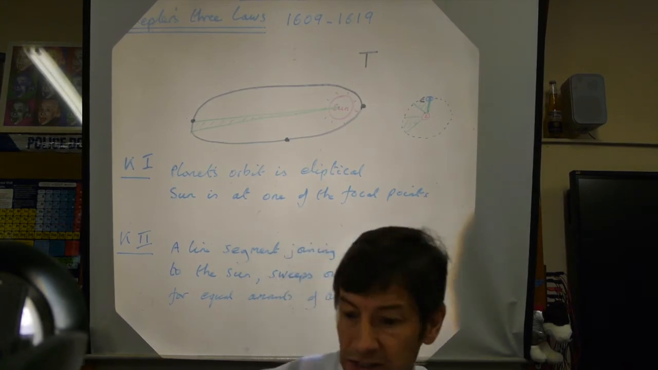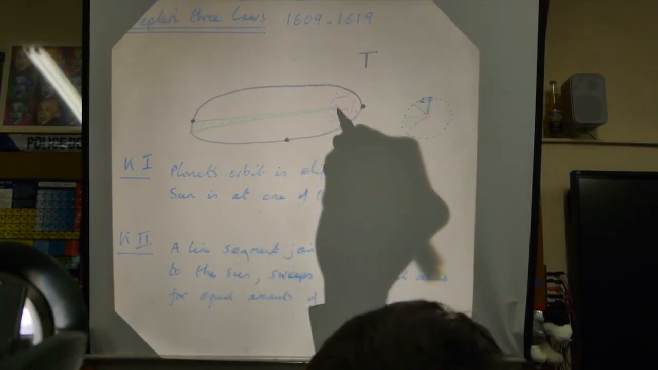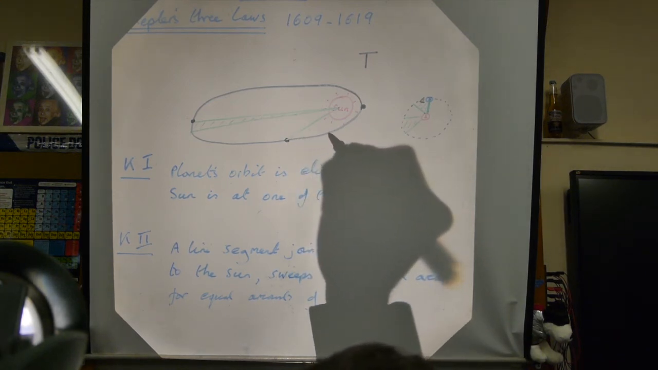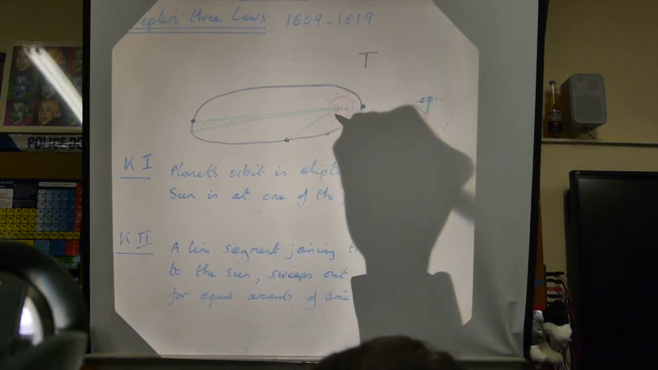Now let's have the comet here. Let's draw our line segment. And it's whizzing along quite fast. So in the same amount of time, it might have got to there.